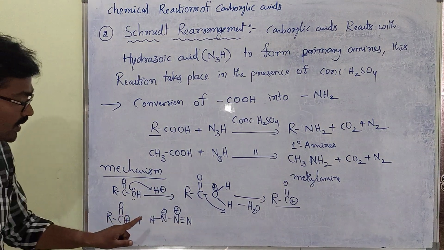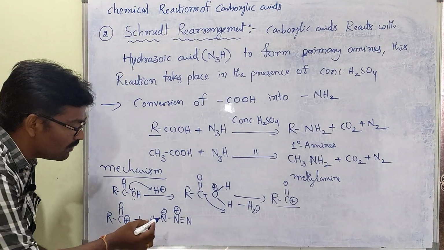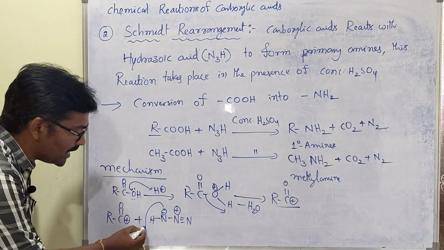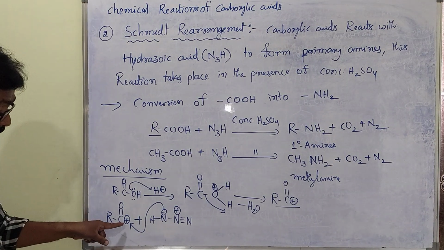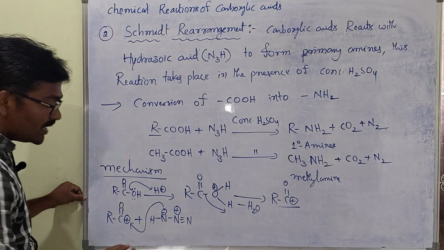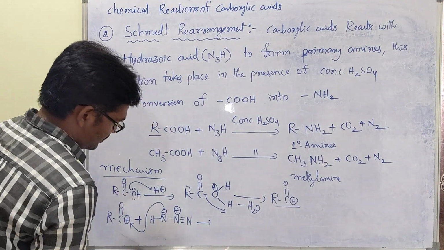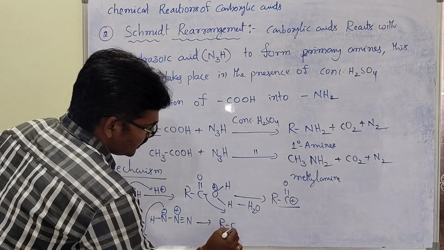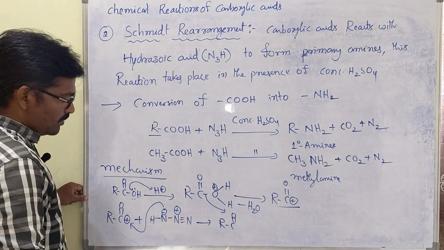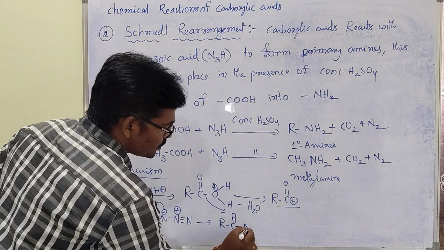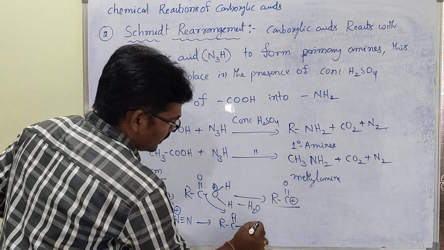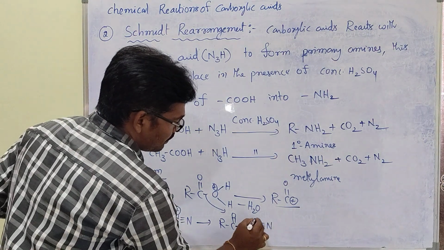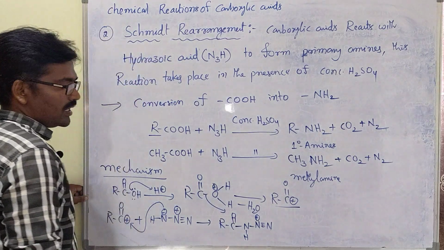Of course, in hydrazoic acid, the negative part will be attached to the carbonyl carbon, where the positive charge is there. Then, resulting, look at this: R C double bond O, with N attached there, N having H, then N triple bond N, and the positive charge is here. Look at all of you.